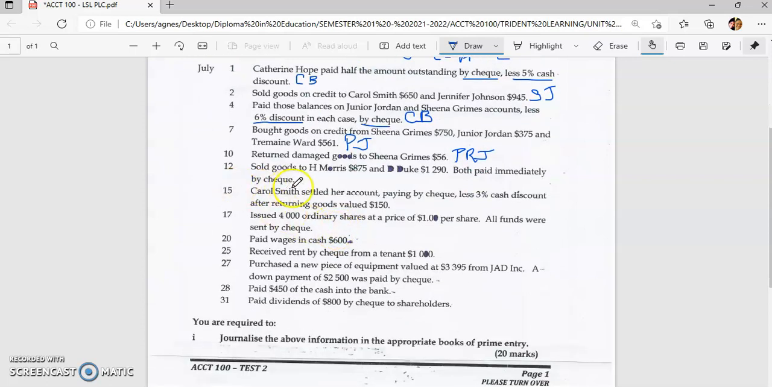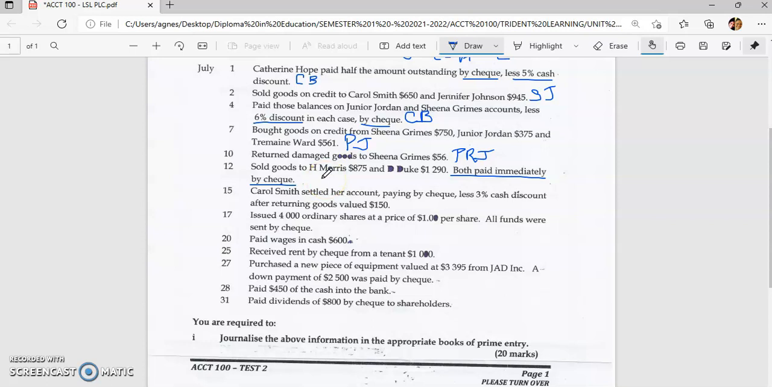On the 12th, sold goods to H. Morris $875 and D. Doe $1,290, both paid immediately by check. So this is the important statement here. It said both paid immediately by check.